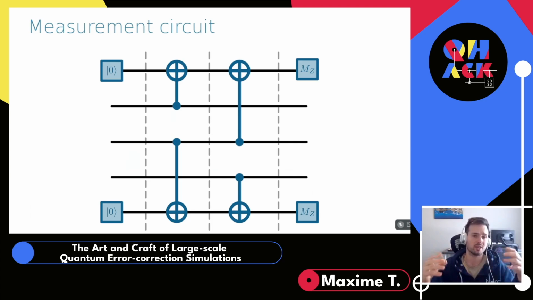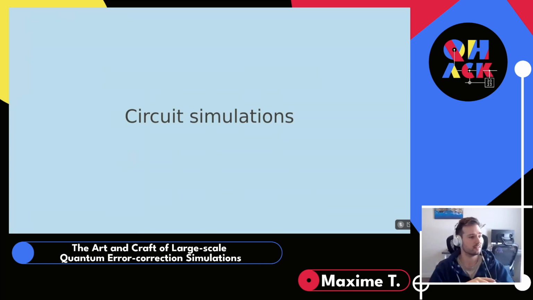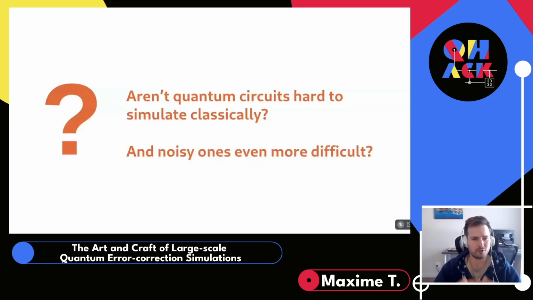Of course, these circuits can be quite large for more sophisticated codes. So this raises the question: can we simulate this circuit, and error correction, error detection, and all of that stuff? The first thing that you may think is, "Yeah, but I thought that quantum circuits are hard to simulate classically." And in fact, that's generally true. It's generally really hard to simulate a quantum circuit classically.